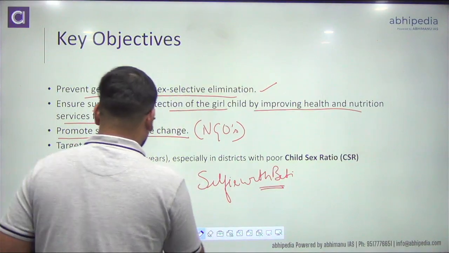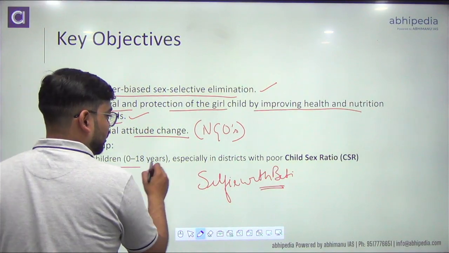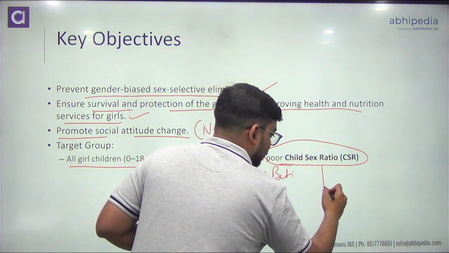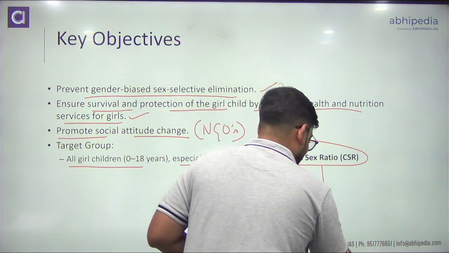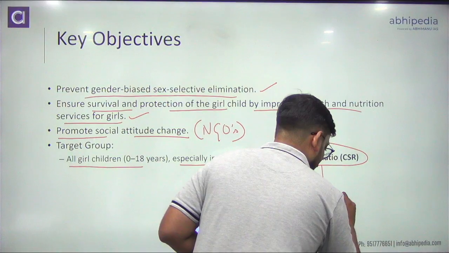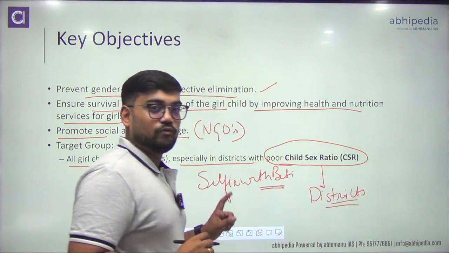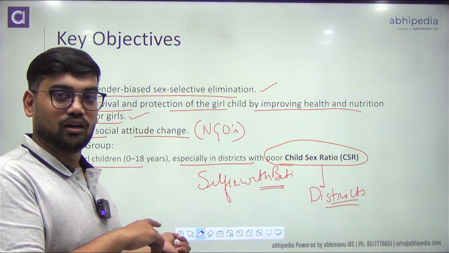Let's go. And what was the target group? All girl children, especially in districts with poor child sex ratio. Do let me know examples of such districts. Also, do let me know which state has the lowest girl child ratio.